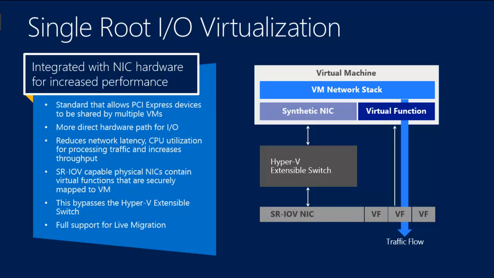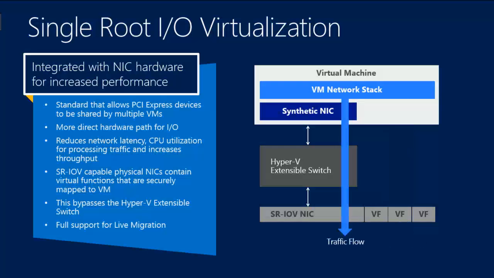Great. Can I move that VM around still? Can I live migrate it from host to host? Because it's connected to that physical NIC there. How can I move it? Well, with Hyper-V, we fully support live migration with SR-IOV. So I can simply reverse the process, fail over the traffic back to the synthetic NIC, and then move the virtual machine across to a target host.